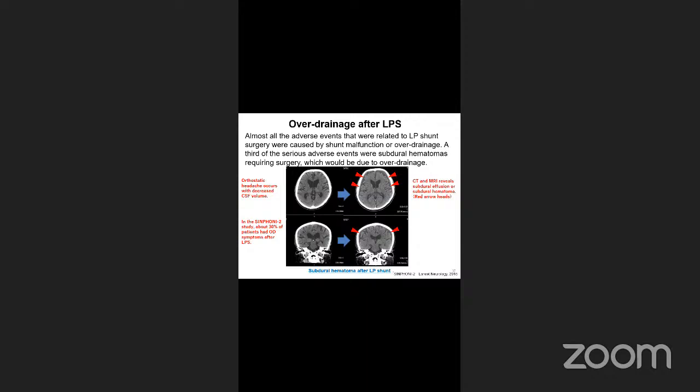Orthostatic headache occurs with decreased CSF volume. In the SINPHONI-2 study, total events of minor and serious overdrainages are approximately 30% after LP shunt. CT and MRI sometimes reveal subdural effusion or subdural hematoma.